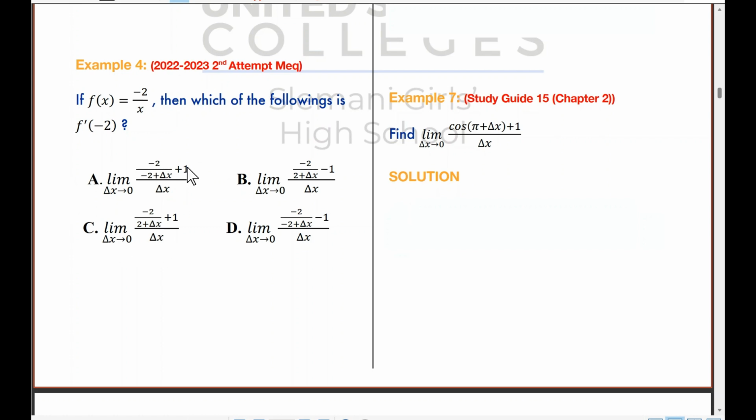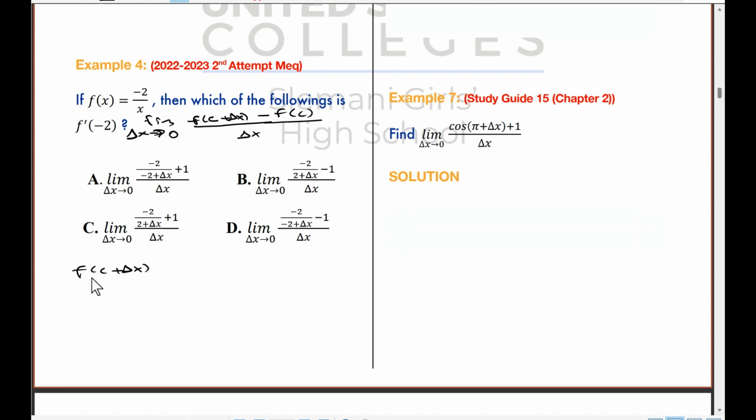So let's remember what the limit form is when the value of the x is given. It's the limit as delta x approaches 0 of f of c plus delta x minus f of c, divided by delta x. So that's the limit form we need to write. So let's find each unknown one by one. We don't know what f of c plus delta x is. What is f of c plus delta x?